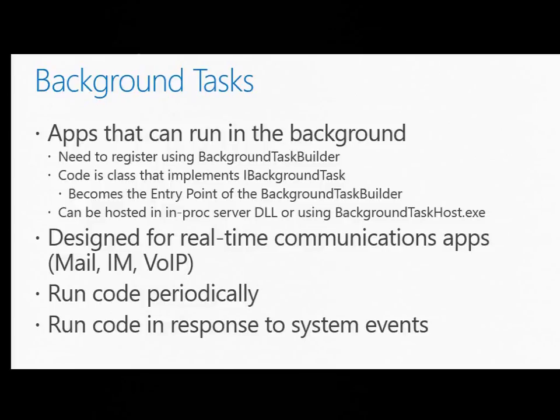So what has to happen is, first of all, we have to create a background task, which I will immediately show you. You do that with a Windows Runtime component project template. After we've created a task, which is just a class that implements IBackgroundTask, we need to ensure that task is registered for our app using the BackgroundTaskBuilder. And these tasks can run code periodically, depending on whether or not they're lock screen apps, or they can run code in response to system events.